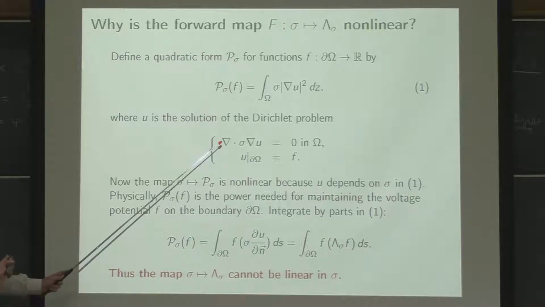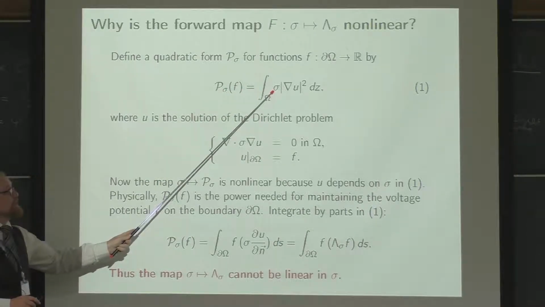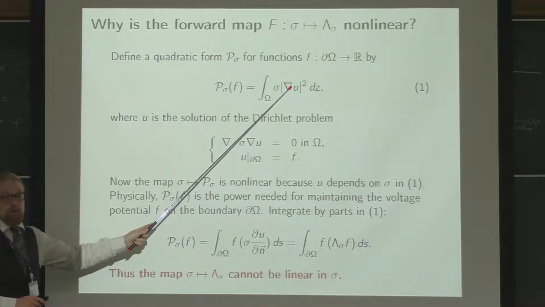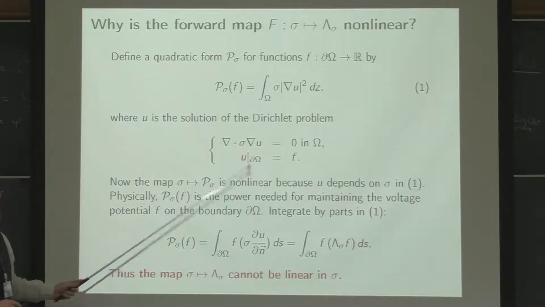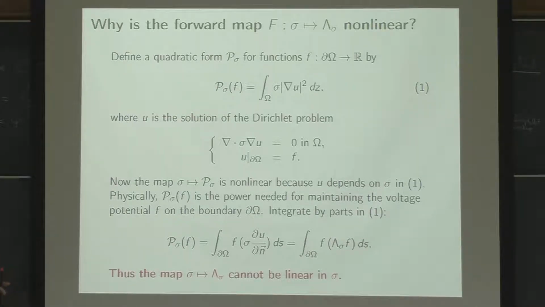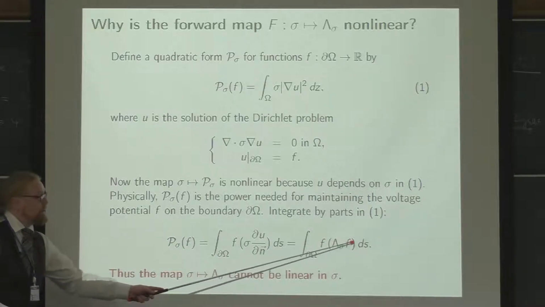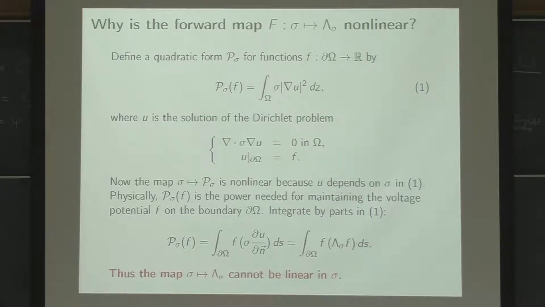so first of all, why this is nonlinear is because sigma is here and sigma is also in U because of this one. So clearly P sigma depends nonlinearly on sigma, and then P sigma is connected to the Dirichlet-Neumann map by this simple formula. So we see that necessarily the relationship between sigma and lambda sigma is a nonlinear one. So that's one difficulty.